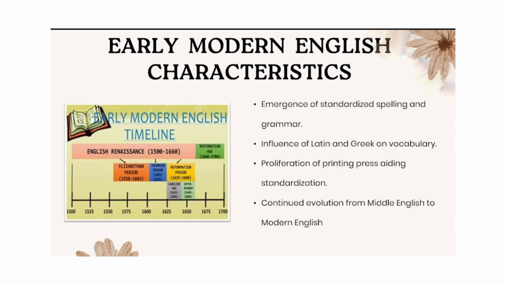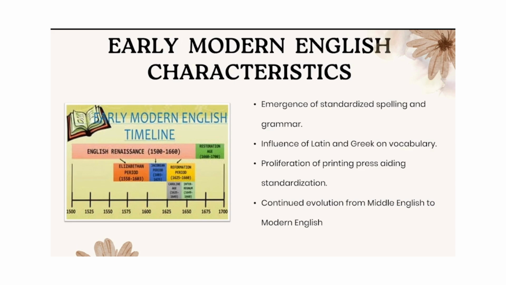Another characteristic of early modern English was the influence of Latin and Greek on English vocabulary. During the Renaissance, there was a renewed interest in classical languages and literature, leading to the adoption of many Latin and Greek words into English. This influx of new vocabulary enriched the English language and expanded its expressive capabilities.